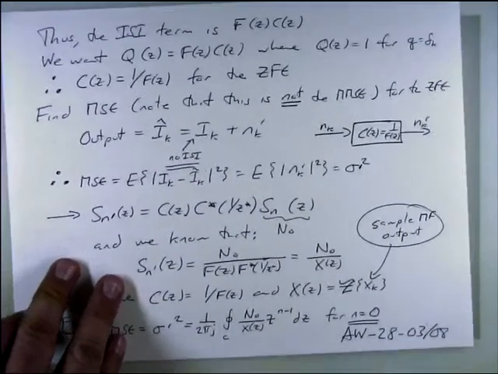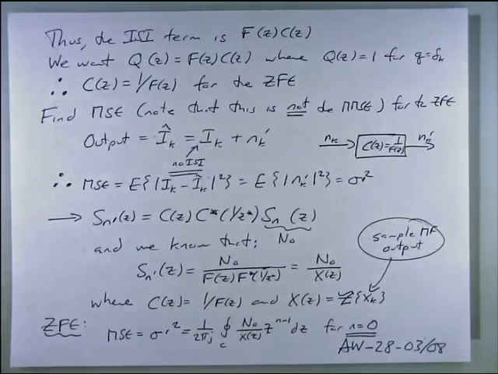How do you get that? Easy. Theoretically, the easy thing to do is, what is a delta when you take the Z transform? Constant. It's a 1. So Q of Z is equal to 1, which is equal to F of Z times C of Z. Oh, wow. Okay, so what should C of Z be equal to? 1 over F of Z. No problem. Let's take the inverse Z transform of that. There we go. We have your zero forcing equalizer.